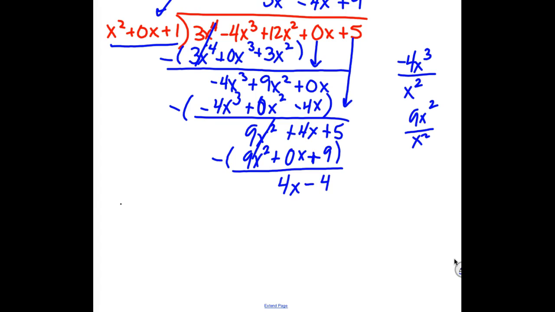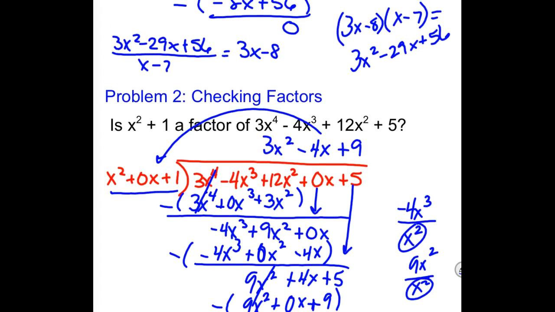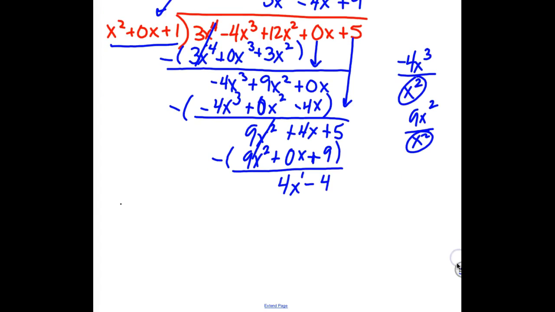How do I know that that is my remainder, that I can't keep going? It's smaller, okay? I am trying to divide out x squareds, right? Every time I was dividing out an x squared, I don't have an x squared to take out. So as soon as the power here is smaller than the power you're trying to divide by, you're done. That's your remainder. So because my remainder is not 0, I would say x squared plus 1 is not a factor of that. Okay?